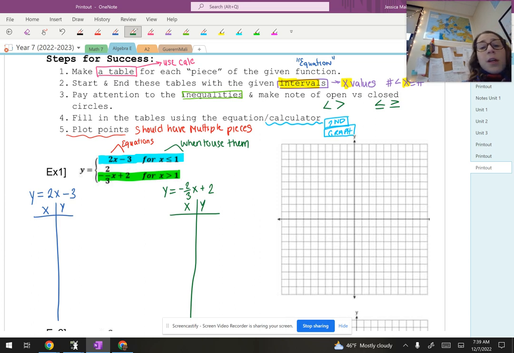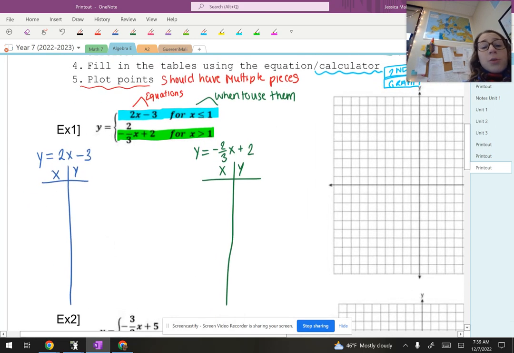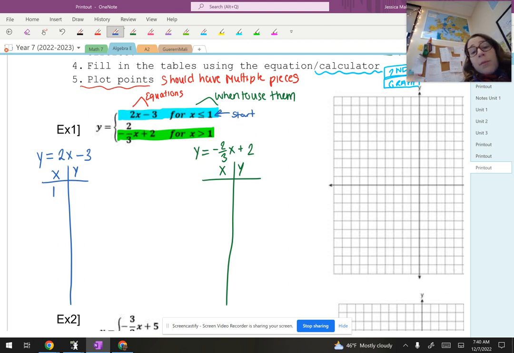Okay, we've got tables set up. Start and end these tables with the given intervals, those x values. Those are those rules when to use them. So my blue equation says that I'm using 2x minus 3 for x's that are less than or equal to 1, which means I'm going to start my table at 1. The next table value, I need to make sure it follows this rule. So it needs to be less than or equal to 1.